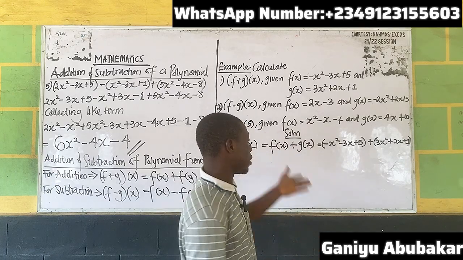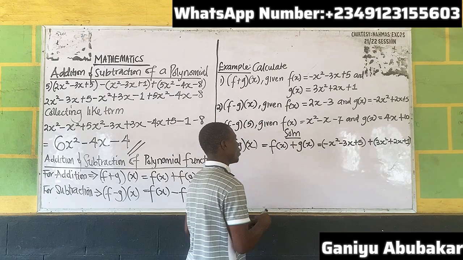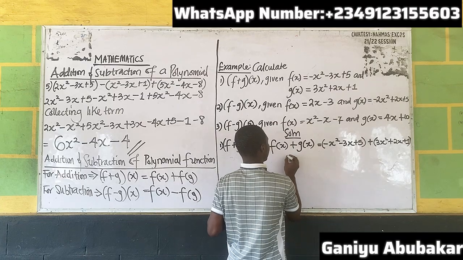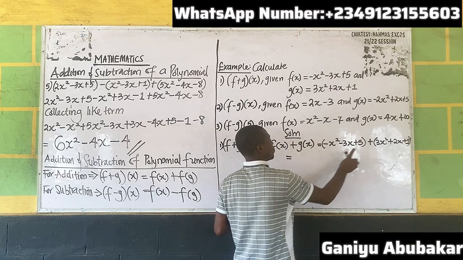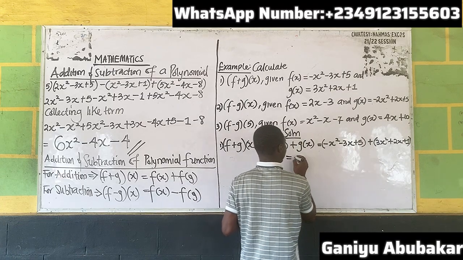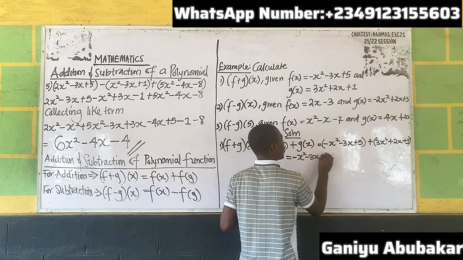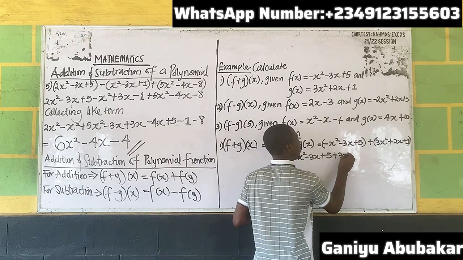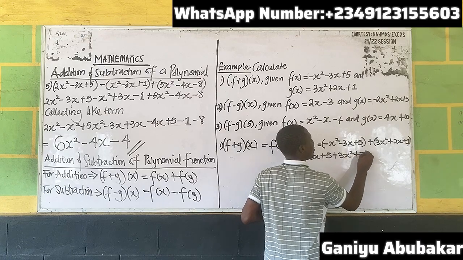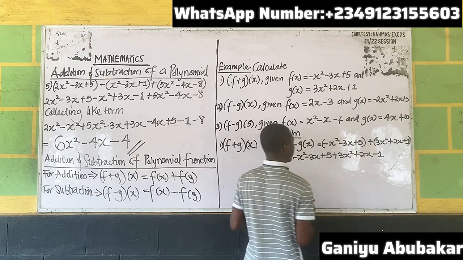Polynomial functions, and you can see this is how it works. From here, working on this, this is positive. We said just repeat them back. That gives you negative x squared minus 3x plus 5 plus 3x squared plus 2x minus 1.